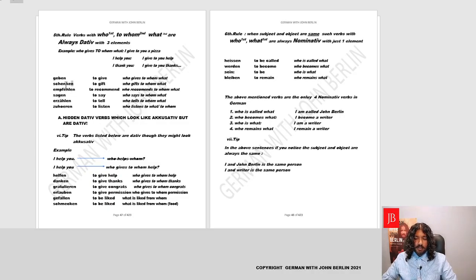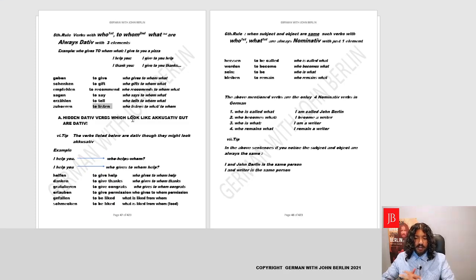Similarly, schenken, let's see what it requires. It means to gift. So it's who gifts to whom what. It requires who, the person who's giving, to whom something is being given, and what, the thing that is being given, yes. Empfehlen, to recommend: who recommends to whom what. It requires who, the person who's recommending, to whom something is being recommended, and what is being recommended, yes. Similarly, you have sagen, which is to say, erzählen, which is to tell, and zuhören, which is to listen.